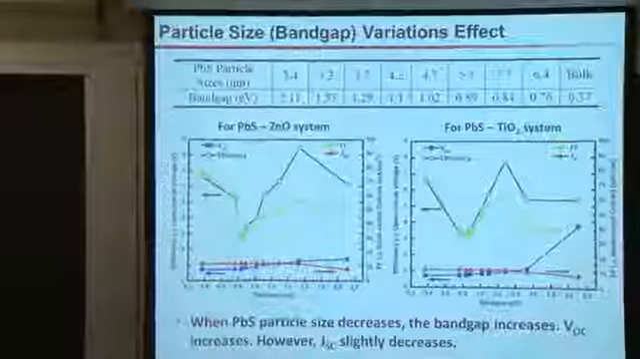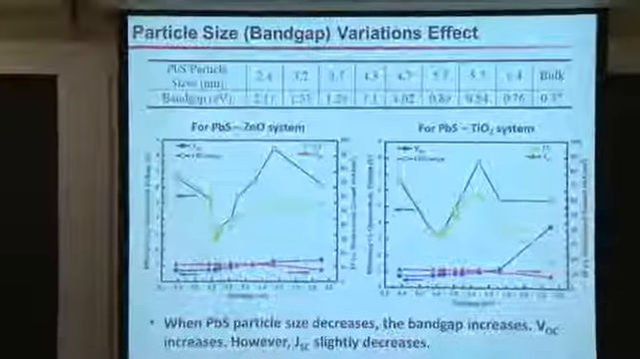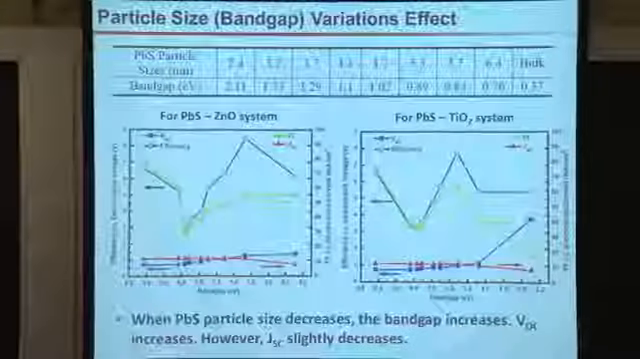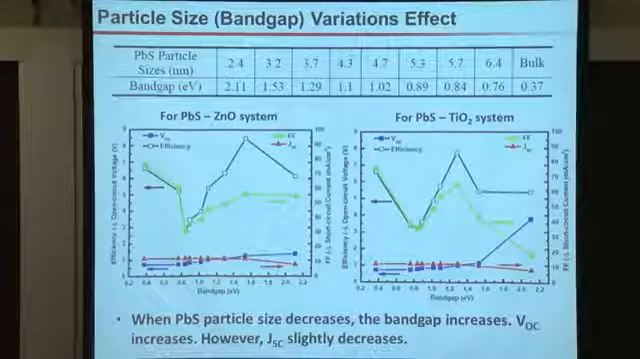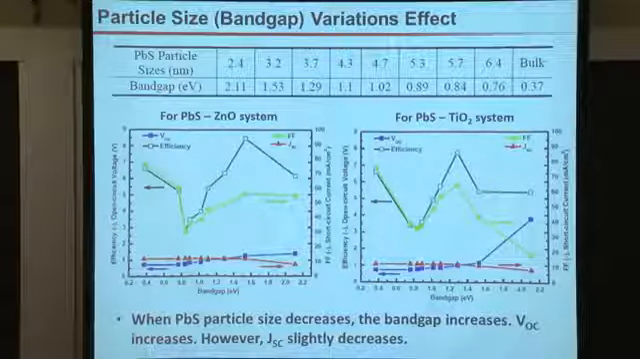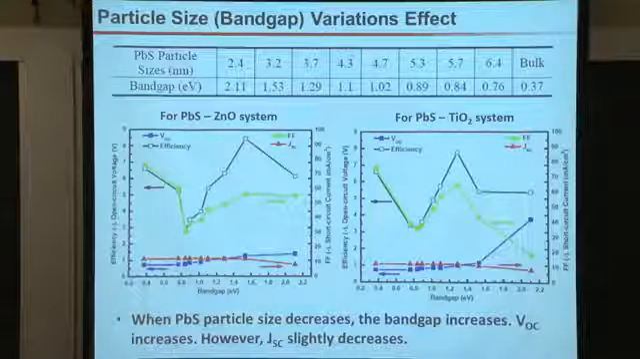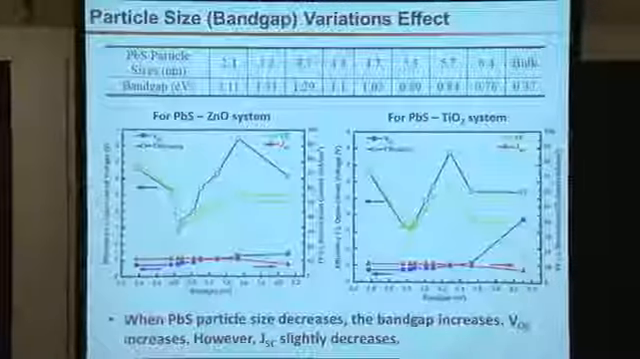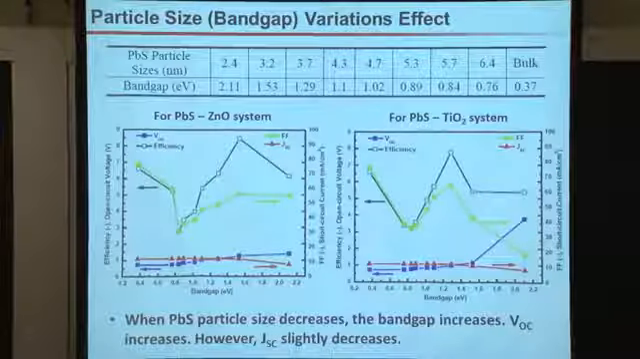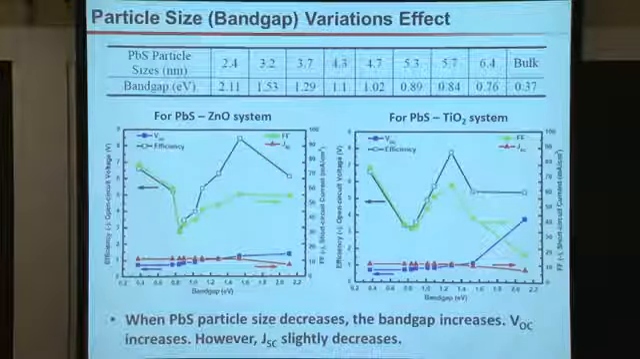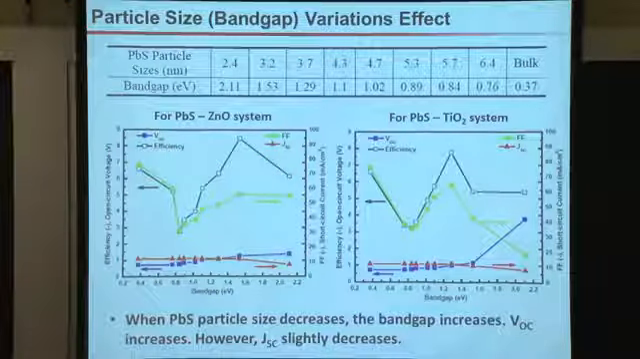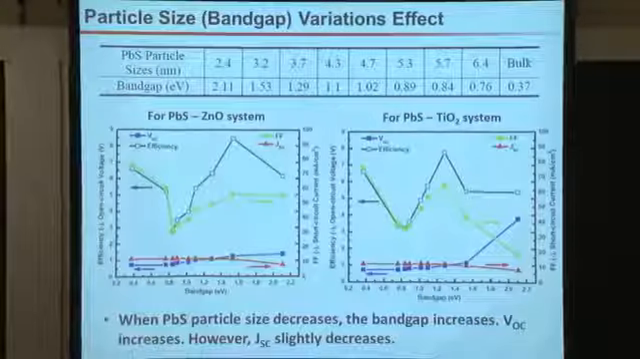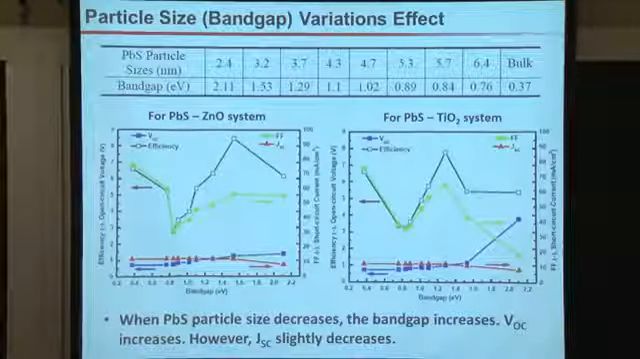So I'm going to talk about how changing the particle size changes the band gap and also changes the result of the simulation. As you know, changing the particle size of the quantum dot will change the band gap of the material, and this is very important for inorganic solar cells. From the table above, you can see that when you change the lead sulfide particle size from bulk material to 2.4 nanometers, the band gap increases from 0.4 to 2.1.